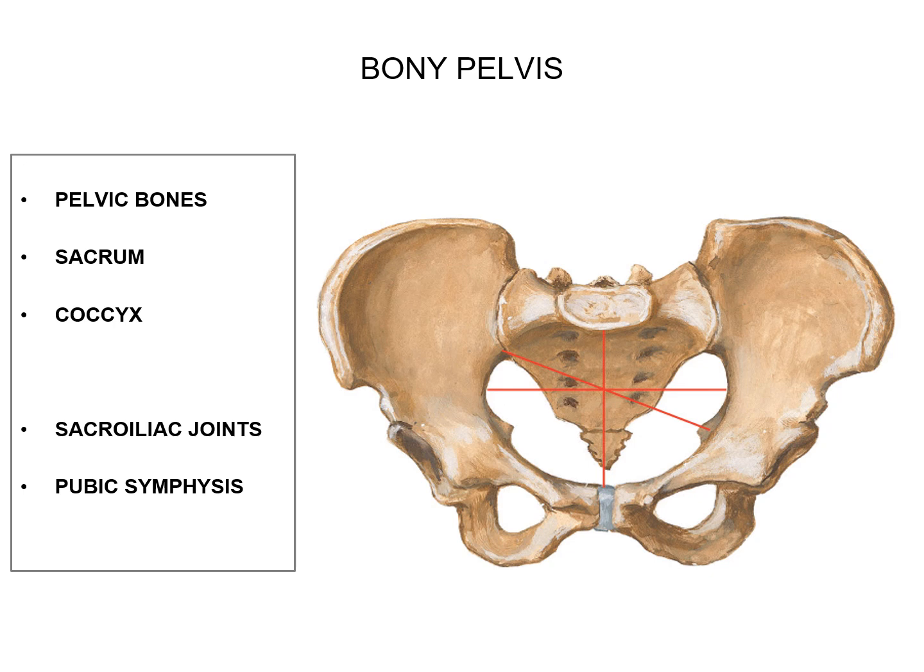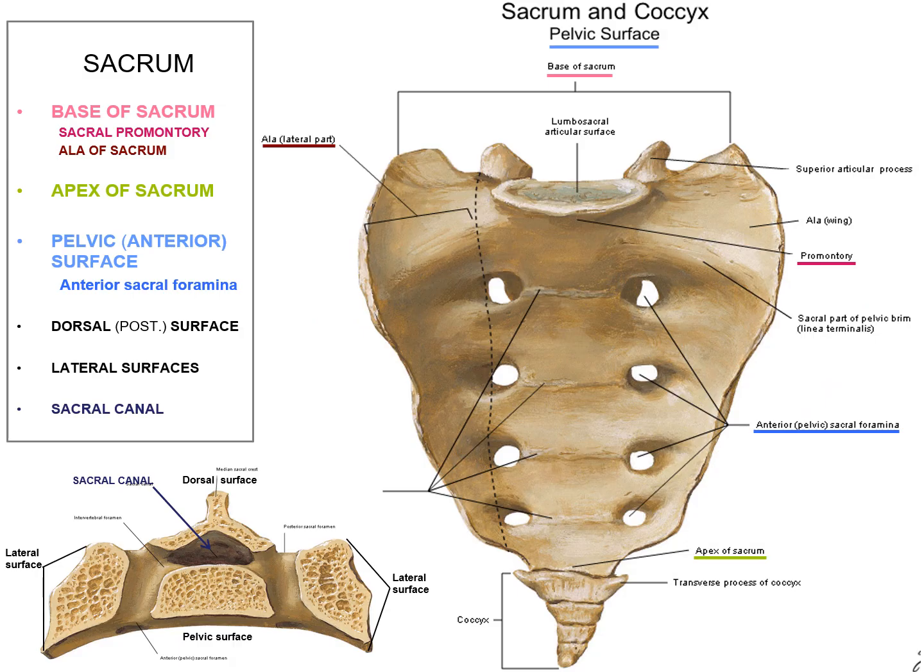The pelvic bones articulate posteriorly with the sacrum at the sacroiliac joints. Anteriorly, the two pelvic bones articulate with each other at the pubic symphysis. The sacrum is an unpaired bone. It is formed by fusion of the 5 sacral vertebrae.